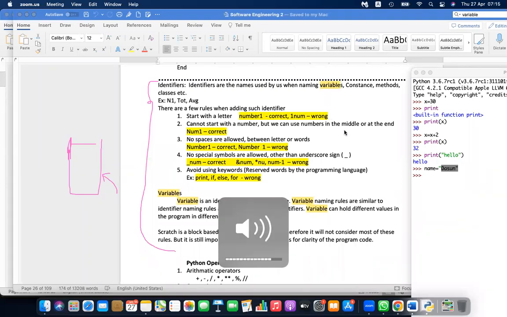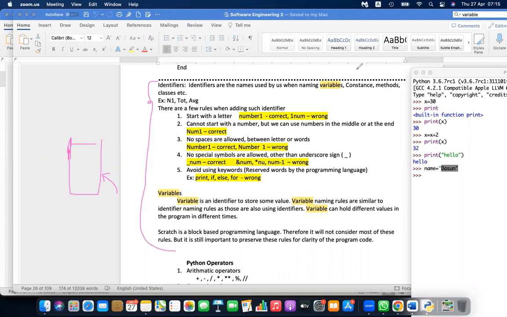Variables are also introduced using an identifier, but the value is subjected to change. That is the idea of a variable. Okay, now let's use them and learn about the operators.